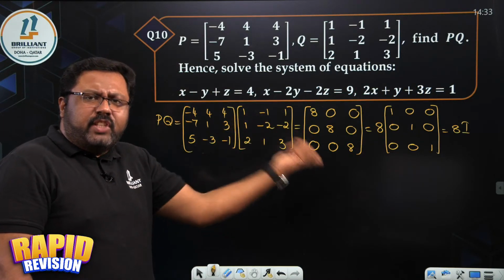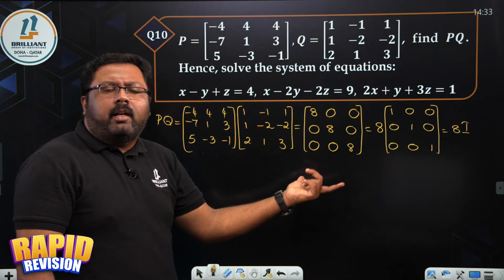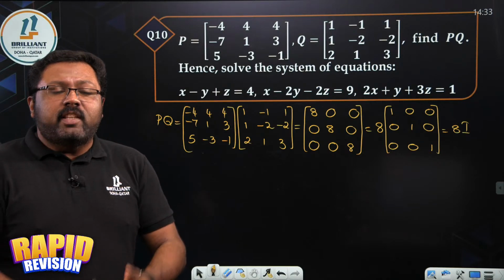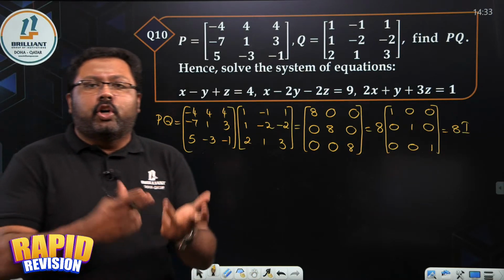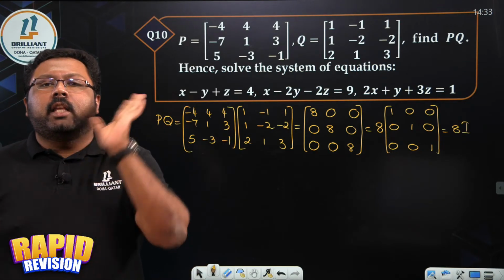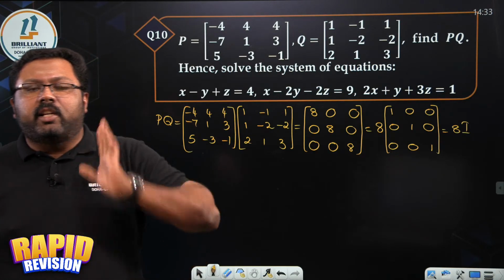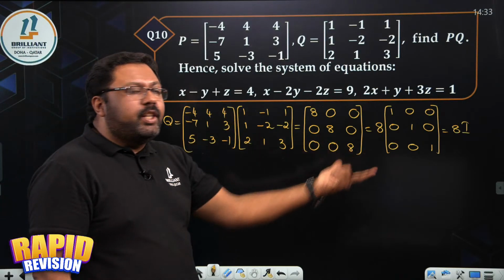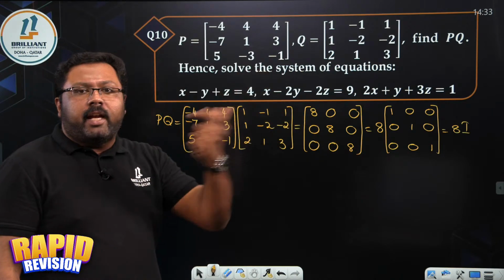It's much easier to do a question of this pattern than even our normal question of solving a system of equations, which has to do a hectic calculation with adjoint, inverse, determinant. So many things are going on there. Here, nothing needed to be done. Nothing is needed to be done here, my dear students. Okay, so here it is much easier to do when PQ is equal to 8I.